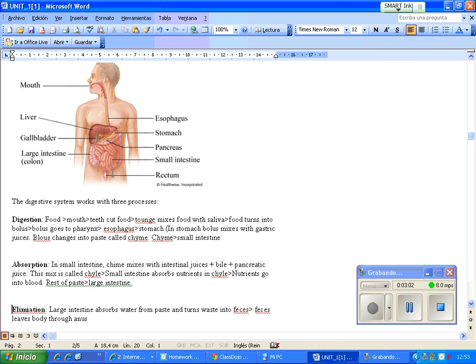Absorption. In the small intestine, chyme mixes with intestinal juices, bile, and pancreatic juice. This mix is called chyle. Small intestine absorbs nutrients in the chyle, and the nutrients go into the blood. The rest of the paste goes into the large intestine. Elimination. The large intestine absorbs water from paste and turns the waste into feces, and feces leaves the body through the anus.